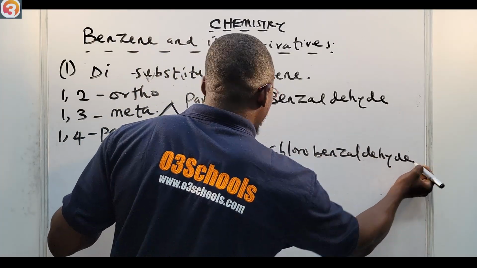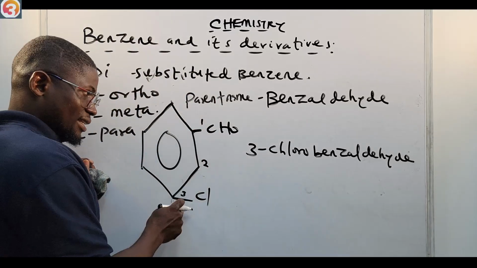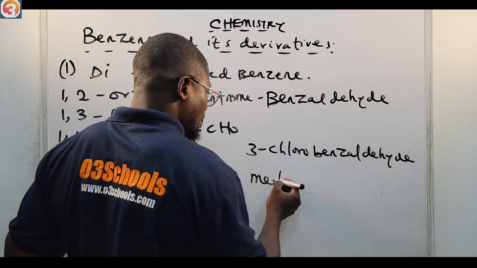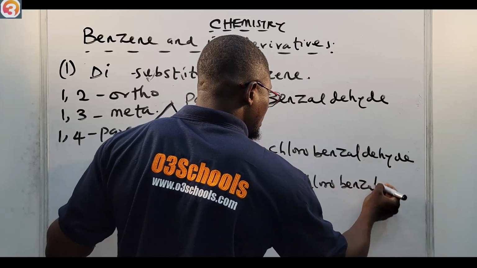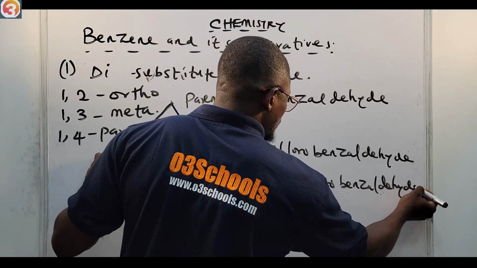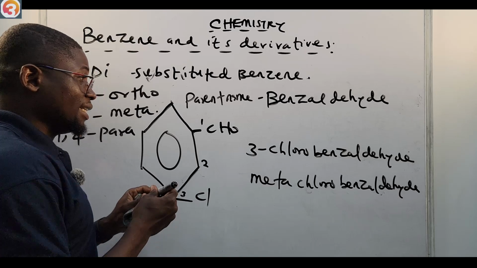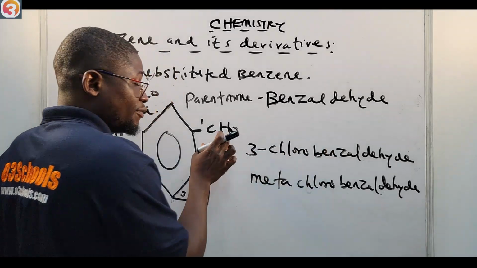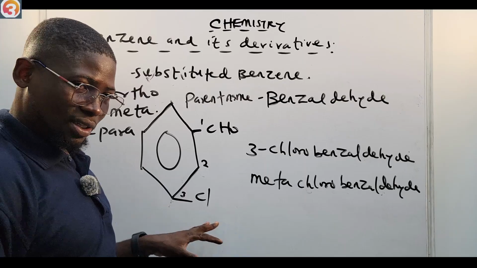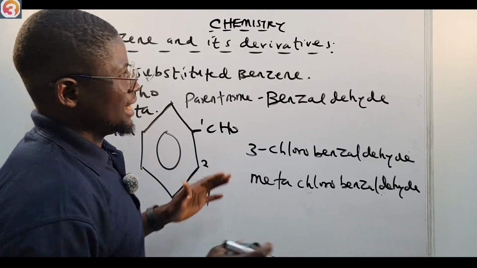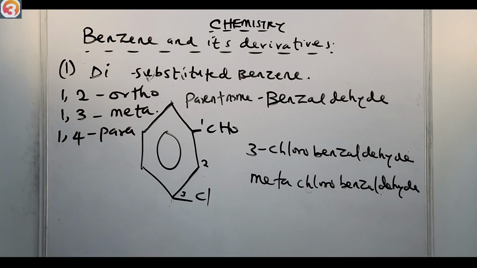3-chlorobenzaldehyde. Okay, and of course this is position 1 and 3. So this can easily be called what now? Meta-chlorobenzaldehyde. To show that the aldehyde functional group is in position 1, while the other group, which is clearly seen, is in position 3. All right, so it's as simple as A, B, C.